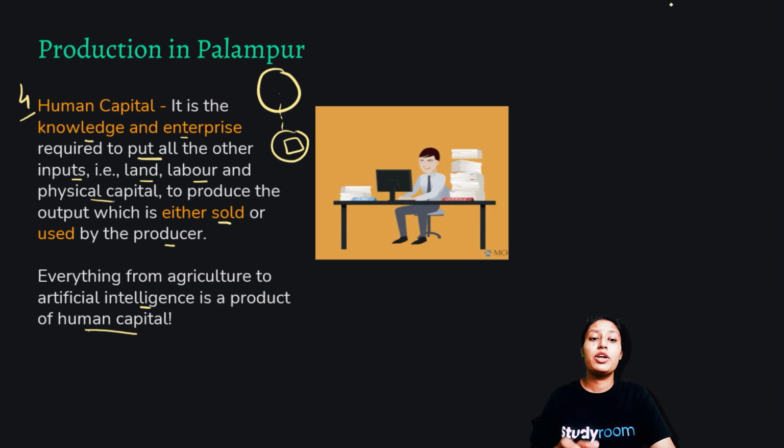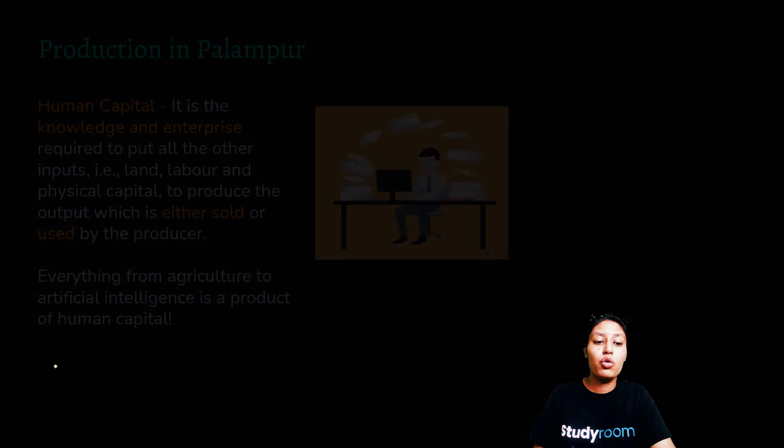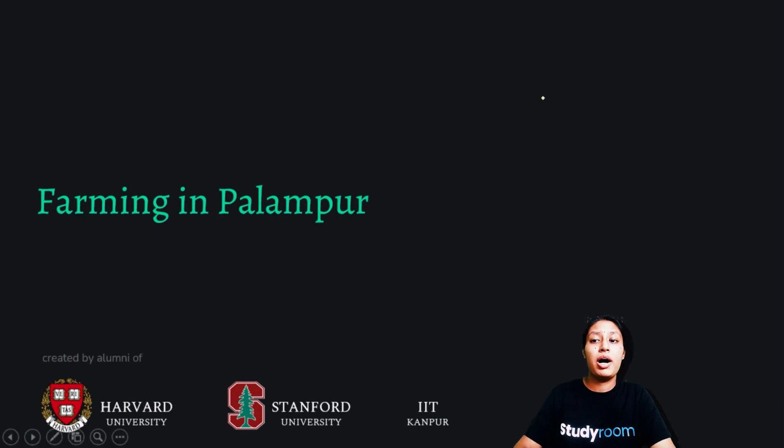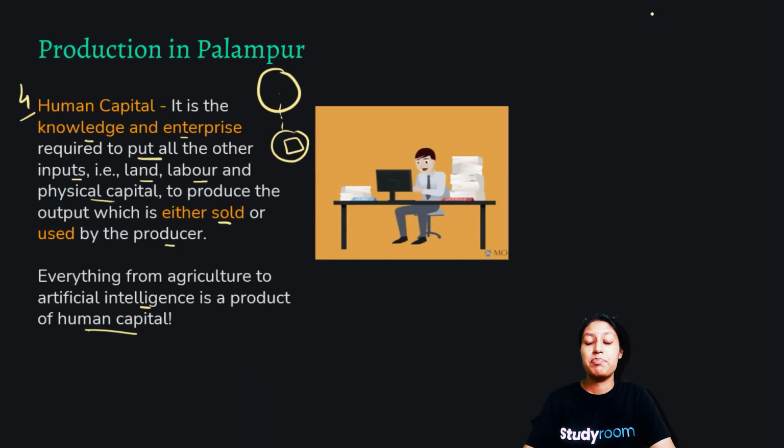A farmer having knowledge of how to grow seed is a part of human capital. And how to fly a rocket, how to launch different types of products that can make our life easy today is part of human capital. So this is one of the most essential and important assets for any kind of production.